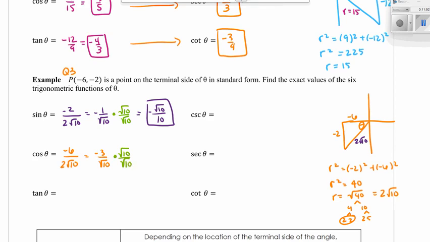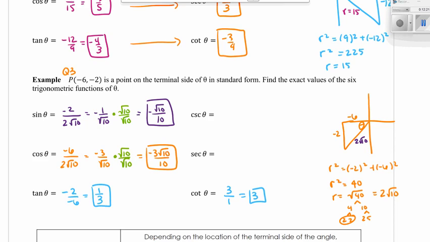And then when we do that, we get -3 roots 10 over 10. Looking at the tangent, for the tangent we have the opposite of the angle over the adjacent of the angle, so -2 over -6, which is just equal to +1/3. So cotangent is easy because we just need to flip that from the tangent. So 3 over 1, which is just equal to 3.